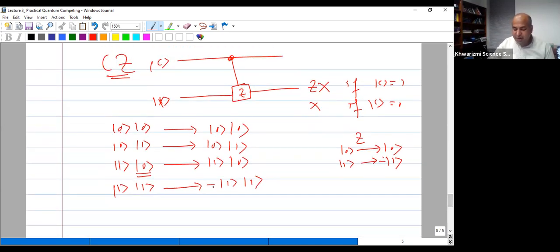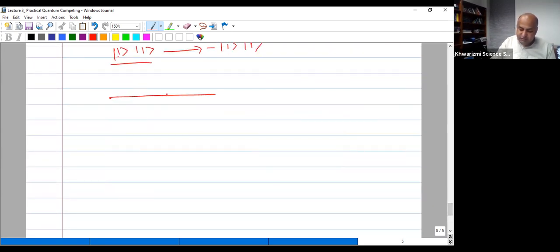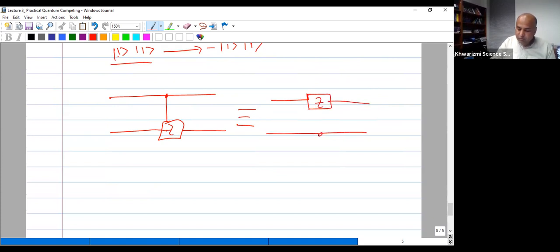Since we just added a minus sign to this state, even if you interchange the roles, making this the control and this the target, you will still get the same output, because only this 1, 1 state will be converted to -1, 1. So most people have devised another symbol for this control Z gate, since this is the case. This is equal to this one, and people simply use this symbol.